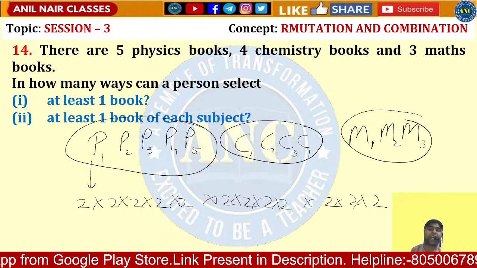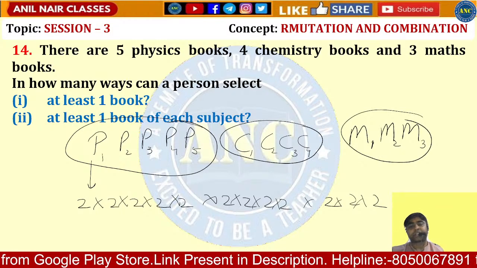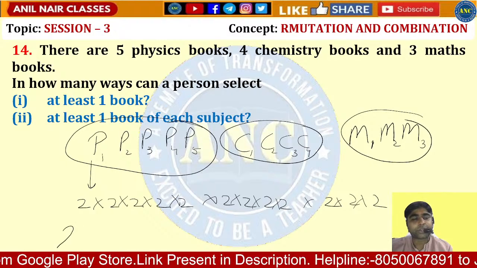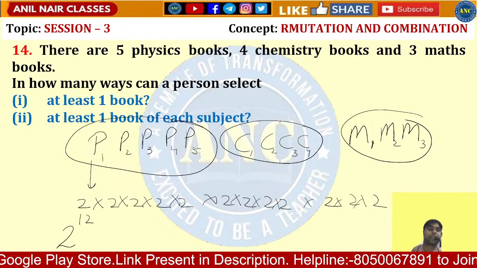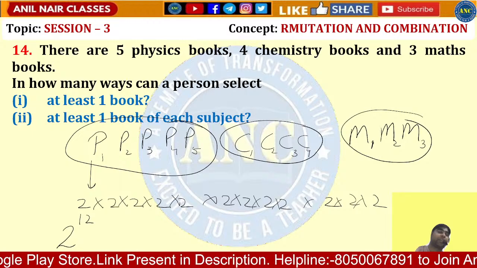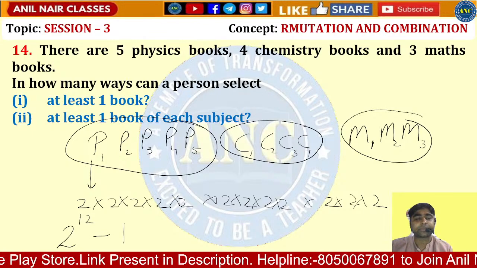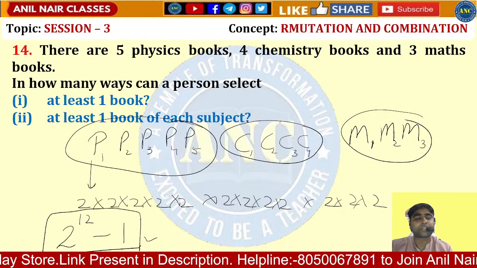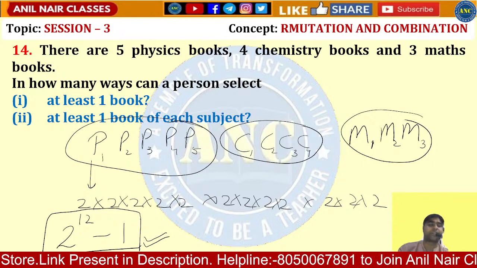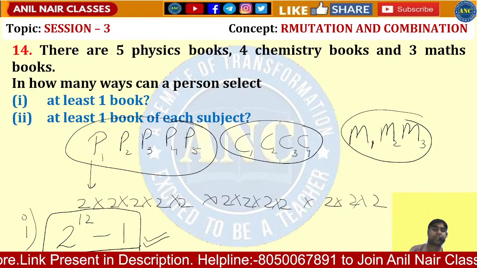So 5 plus 4 is 9, 9 plus 3 is 12. So in total I have 2 to the power of 12 options. Okay, if I have to select at least one book, then I'll do minus 1, the condition where I did not choose any book. This would become the answer to the first question.